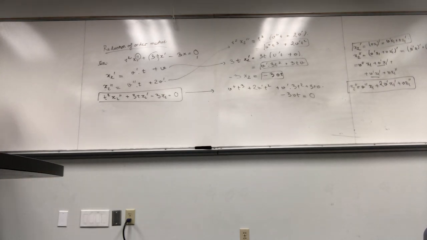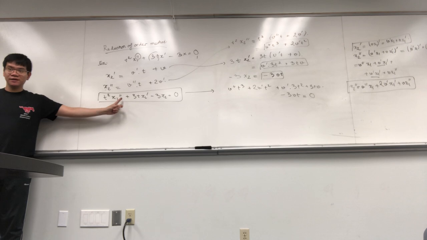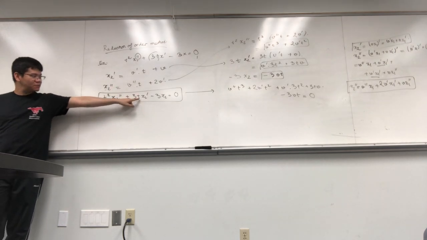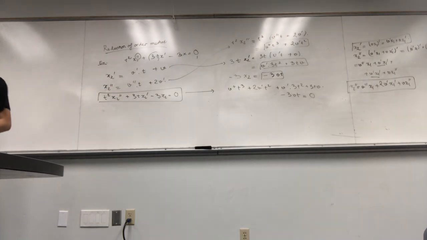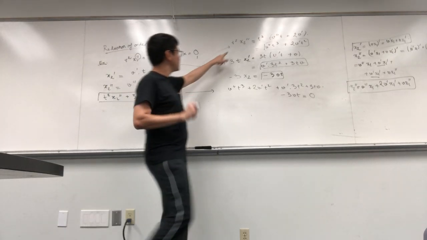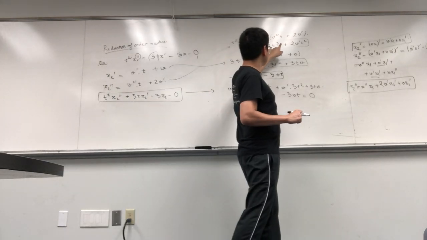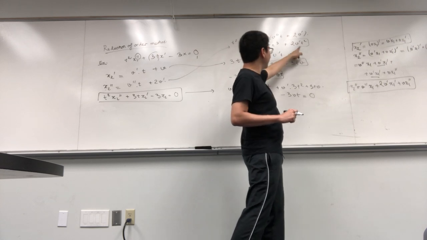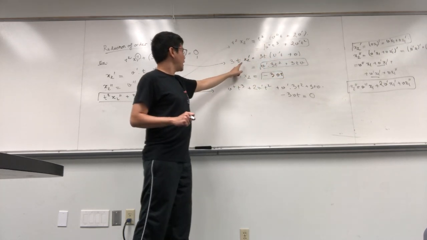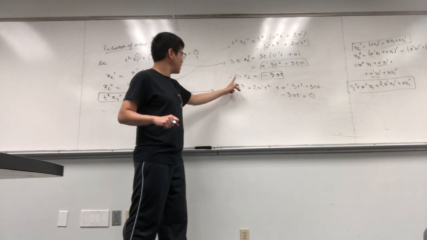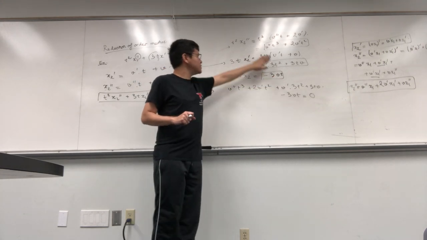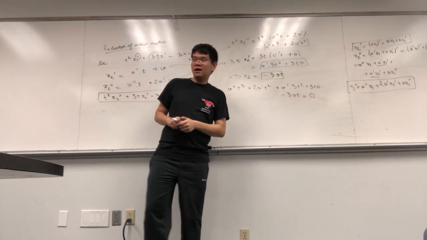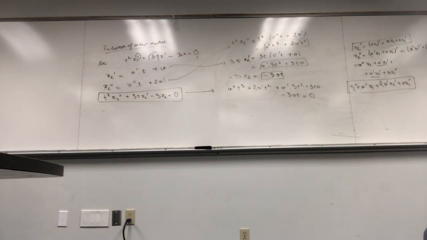It's clear? So here I have t squared x2 second plus 3t x2 prime minus 3x2 is 0. I computed that t squared x2 second is v second t cubed plus 2v prime t squared. I know that 3t x2 prime is this, and I know that minus 3x2 is this. So I just put all three computations together and I get 0. So there is something that we can see from this equation.